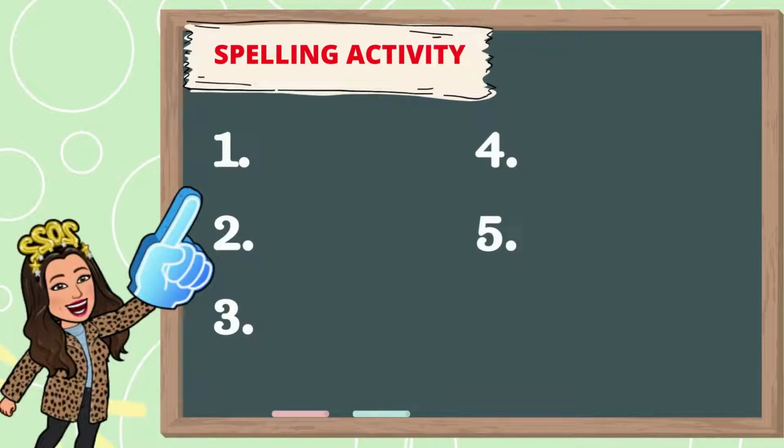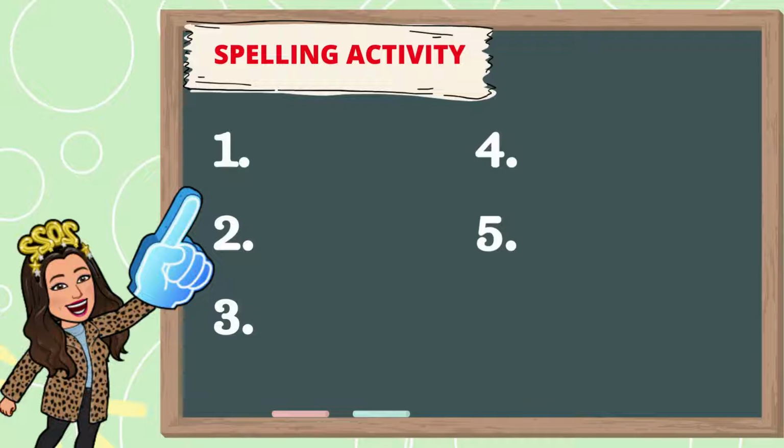Number 1. Experience. I believe that experience is the best teacher. Experience. 5, 4, 3, 2, 1. Number 2. Fiery. The sun is a fiery ball low on the hills. Fiery. 5, 4, 3, 2, 1.